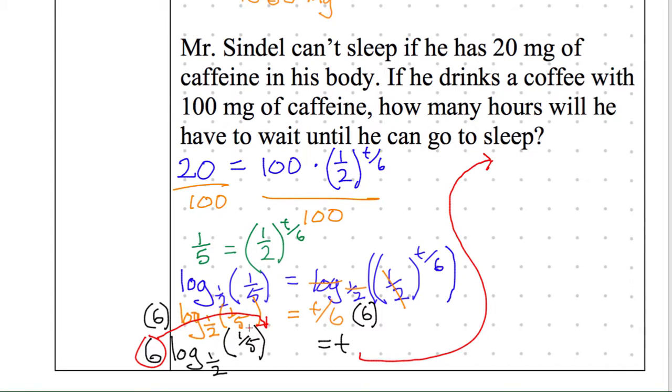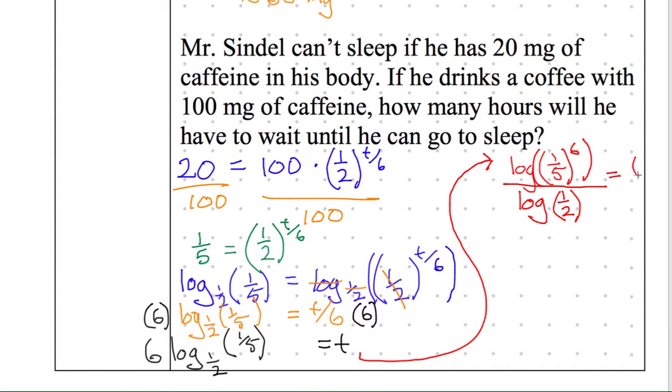You guys are familiar with the power rule? Nodded our head, yes. So what I'm going to do is rewrite this as log base 10, or just normal log, of 1/5 to the power of 6, all over log of 1/2. That is equal to t. That's what I really need to enter in my calculator.